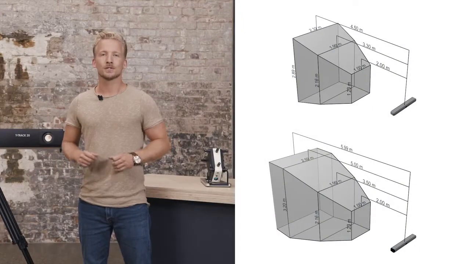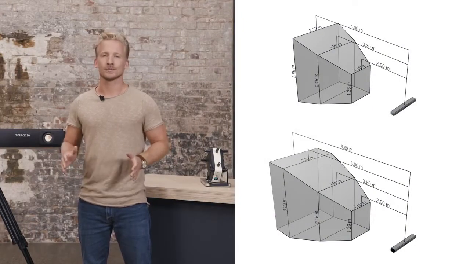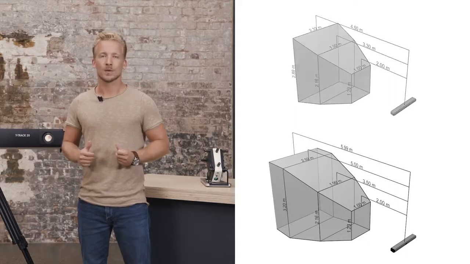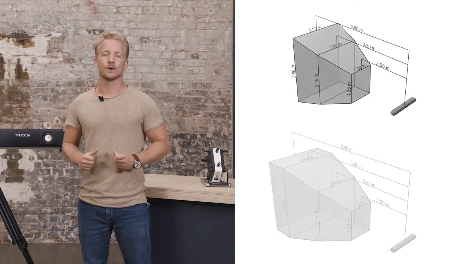In this diagram, you see both measurement volumes next to each other. You see, for example, that the measurement depth of the T-scan 20 is 4 meters and the one for the T-scan 10 is 2.5 meters.